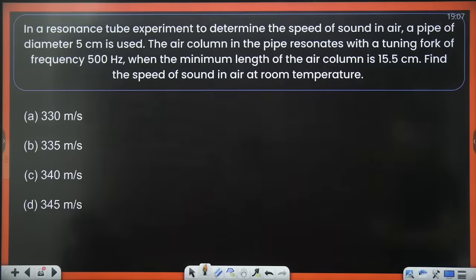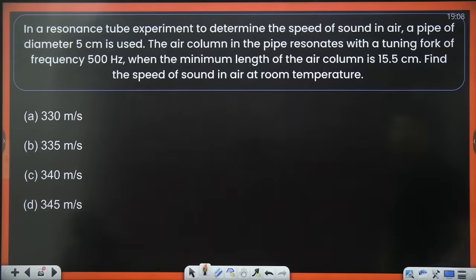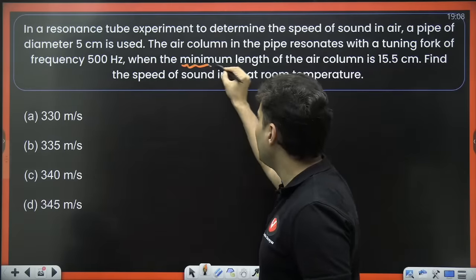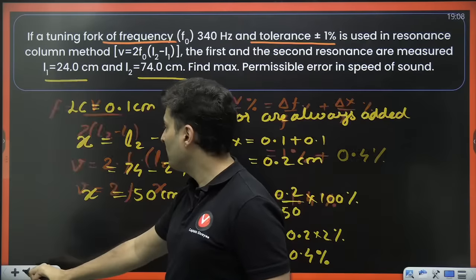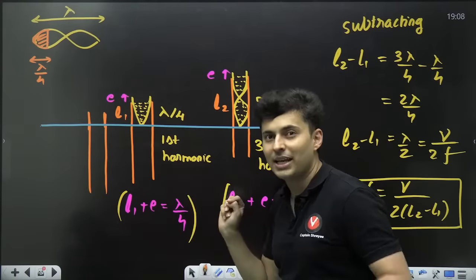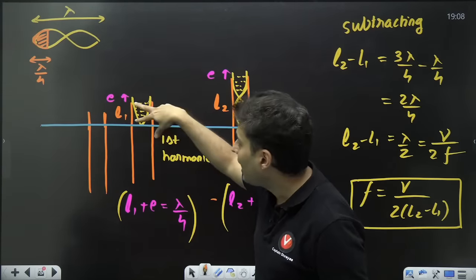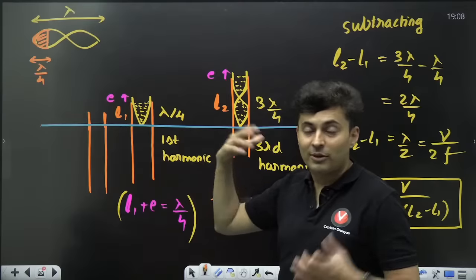In a resonance tube experiment to determine the speed of sound in air, a pipe of diameter 5 centimeters is used. The air column in the pipe resonates with a frequency 500 when the minimum length of the air column is 15.5. Find the speed of the sound in the air at room temperature. This word minimum length is 15.5. You know what does this mean? Why the minimum length is given? Look at this diagram. The first resonance, first harmonic happens in this manner. So that minimum length L1 is what is given to you. This is not third harmonic or fifth harmonic which is given.